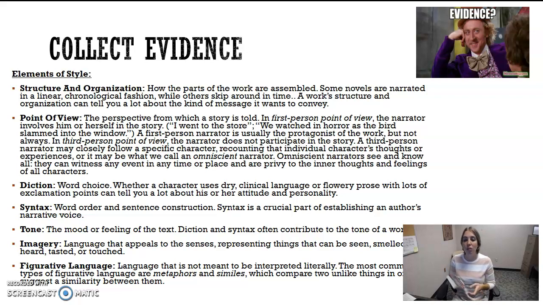Tone is the mood or feeling of the text. This book can be very playful. It also has some very dark moments. So pay attention to the emotions that you experience as you read through as well, because those are very intentionally placed into the novel. Imagery is also important.